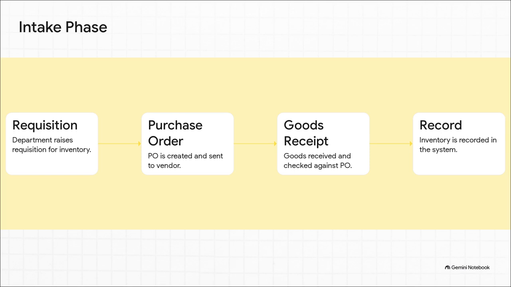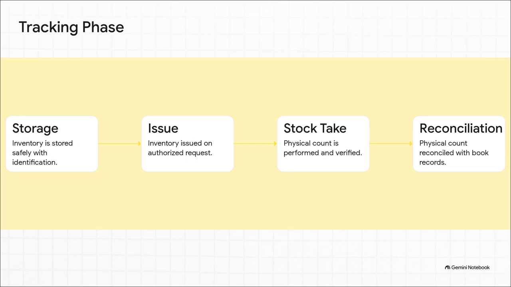Step 2, purchase order, or PO. That requisition becomes a formal order sent to the vendor. Step 3, goods receipt. The materials arrive and are checked against the PO. And Step 4, record in inventory. The Model A material is officially logged into the system. Once it's in the system, we track it. Step 5, storage. Our raw material Model A is placed securely on the storage rack. Step 6, issue to production or sales.